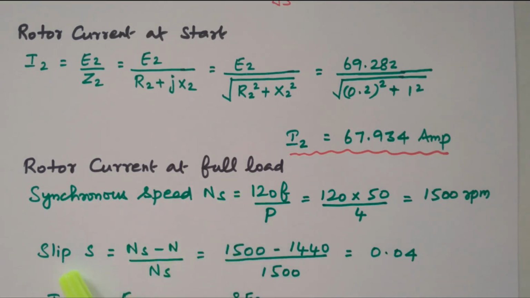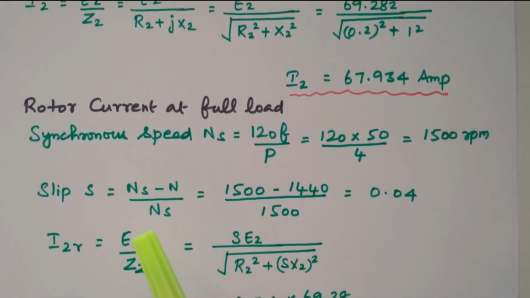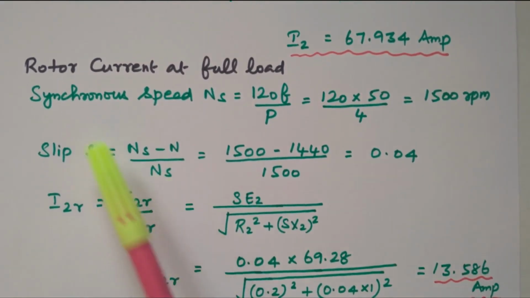Now we will find the rotor current at the full load condition. For full load, definitely we need the value of slip of the induction motor. So in order to find the slip of the induction motor, first we will find the synchronous speed.